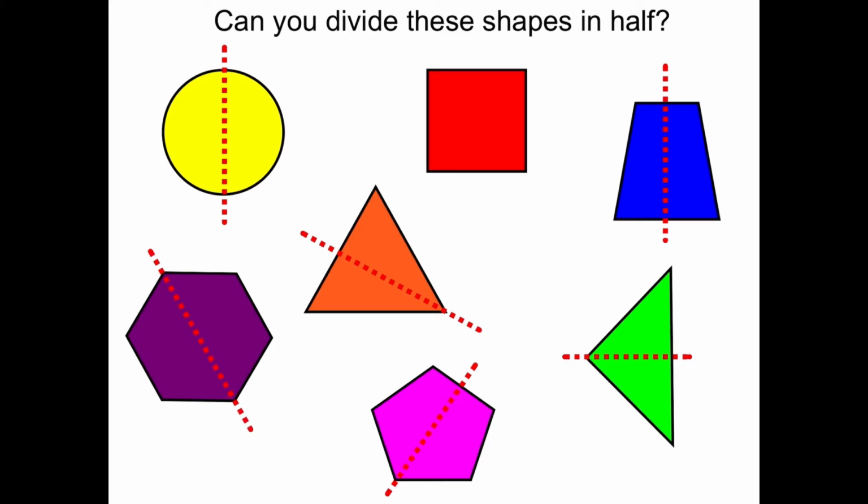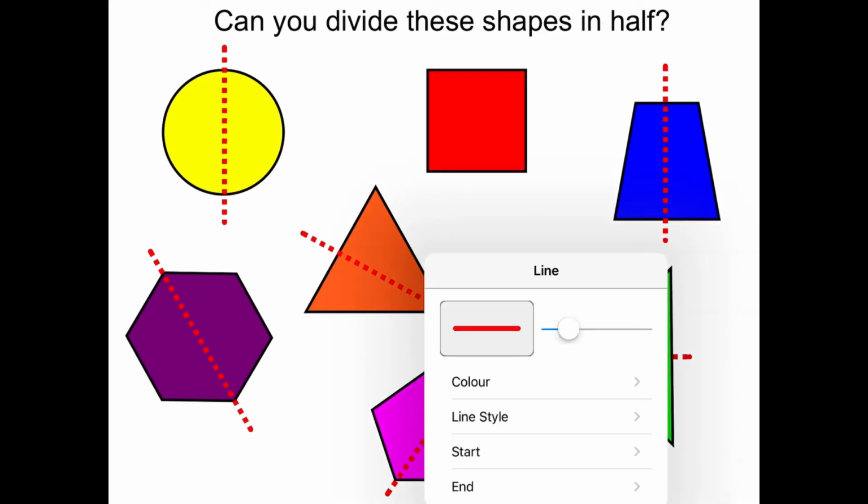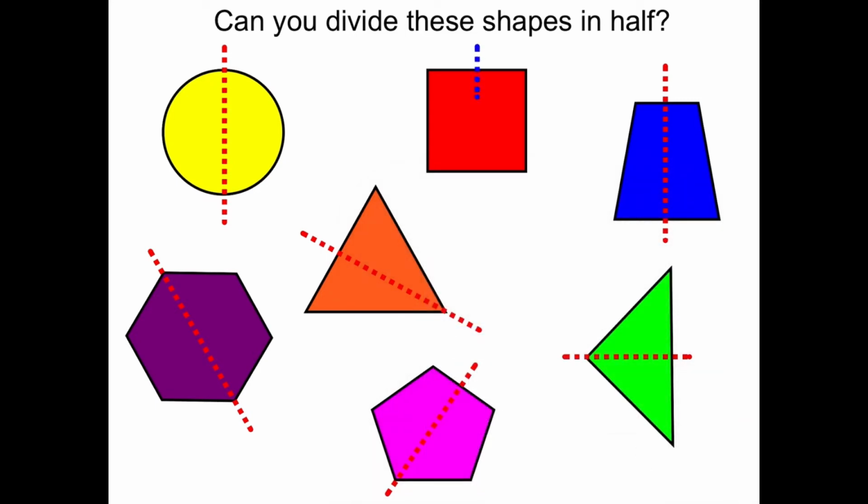And a square, I'm going to have to change the colour of the line for the square because that's not going to show up, is it? It's the same colour. Let's try a blue one. You can either go that way, or you could go diagonally across that way. So all those shapes now have been divided into two equal halves.